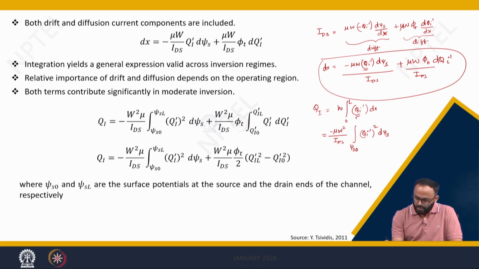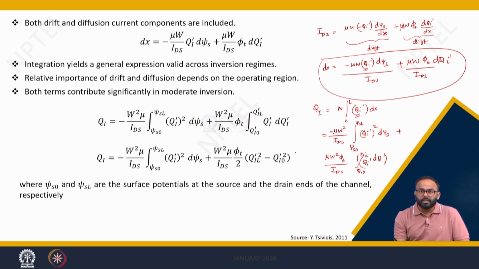Now the limit will be what? Psi S0 to psi SL. The second term will give you plus mu into W square into phi t divided by IDS integration of Qi0 to QiL dQi dash into Qi dash. When you solve this integral, ultimately you will get the closed form equation of Qi for all region model.